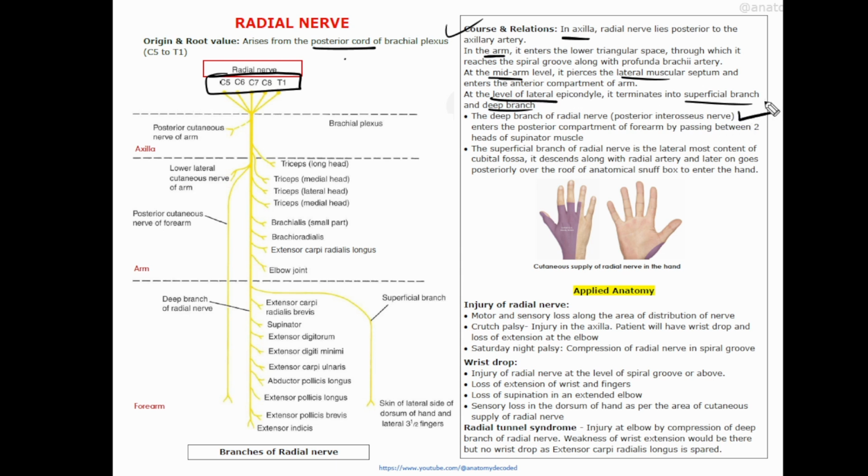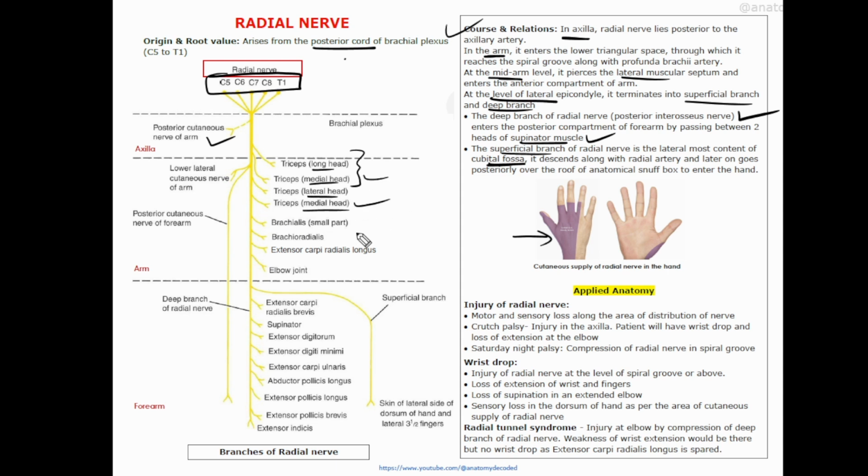The deep branch is referred to as the posterior interosseous nerve, which passes between the two heads of the supinator muscle. Then the superficial branch is the lateralmost content of the cubital fossa. Later on it goes and supplies the skin in this region. Branches of the radial nerve: we saw the posterior cutaneous nerve of the arm, and two branches given in the axilla, to the long head as well as the medial head. Then branches in the arm, again lateral head and medial head. The medial head receives branches in the axilla as well as in the arm.